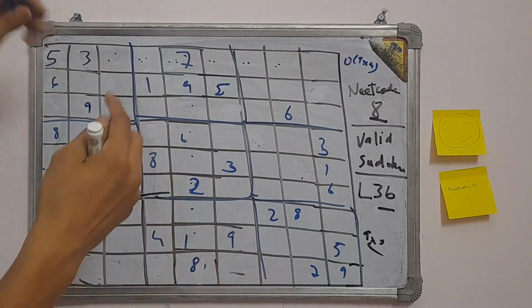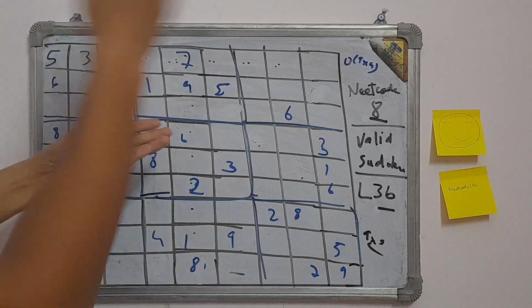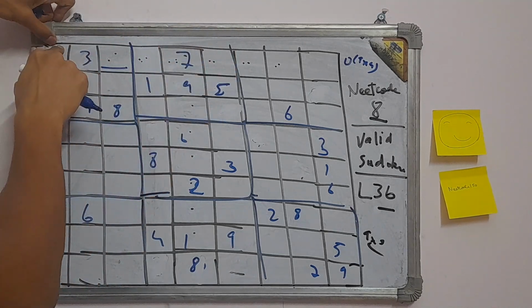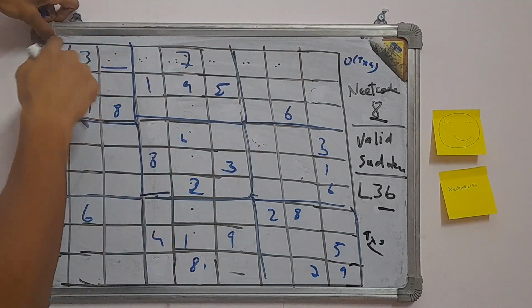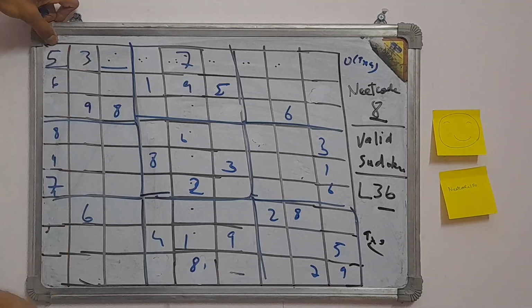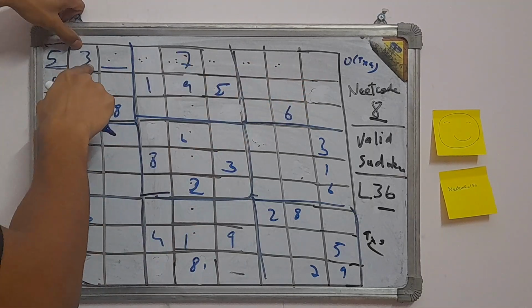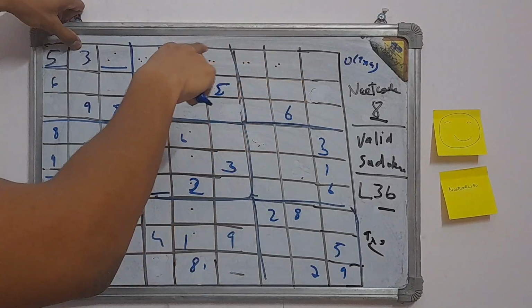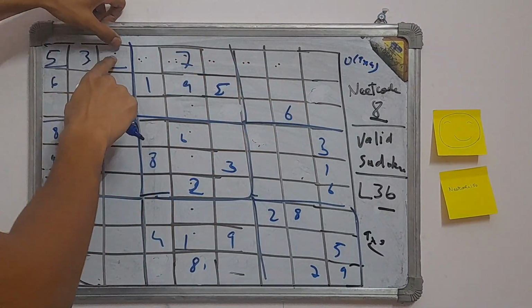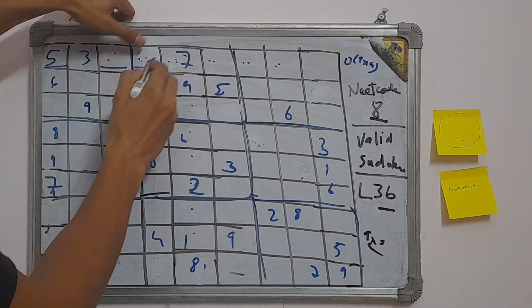For each cell we check if there is not a value, then skip it. If there is a value, that means for 5 we check if it is valid or not. That means 5, the row of 5, the column of 5, and the box of 5. For 3 we check the row of 3, the column of 3, and the box of 3. For an empty cell we don't check anything, we continue to 7.